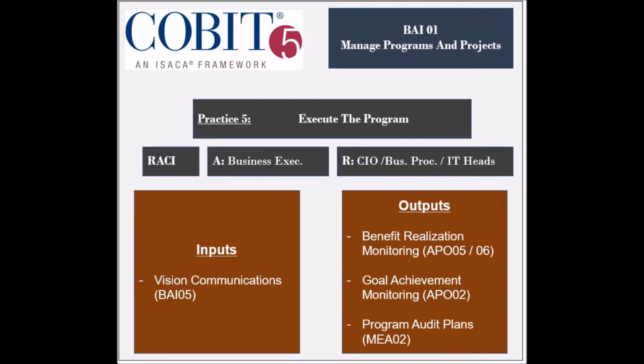It generates three outputs, which are the Benefit Realization Monitoring Results to be used by the BAI05 and 6 processes, the Program Goal Achievement Monitoring Results to be used by the BAI02 process, and the Program Audit Plans to be used by the MEA2 process.